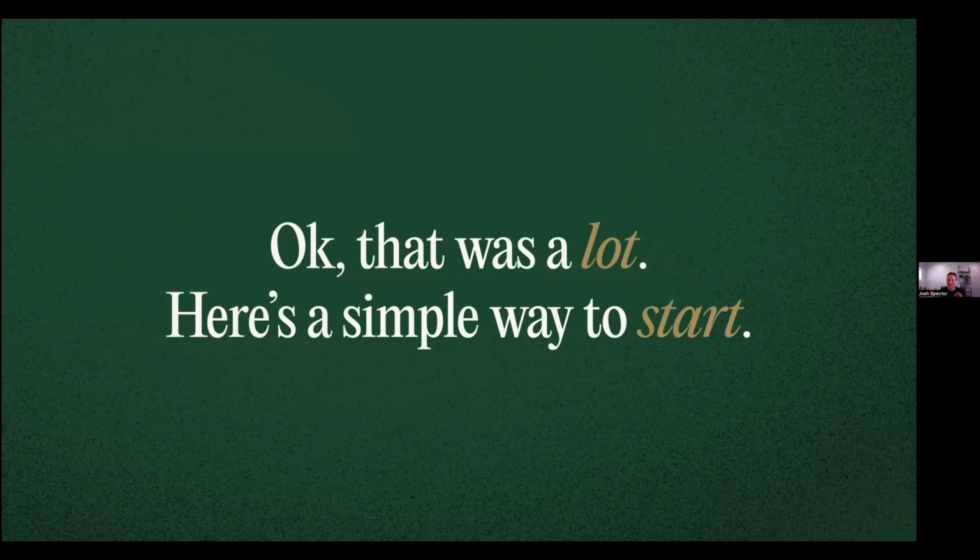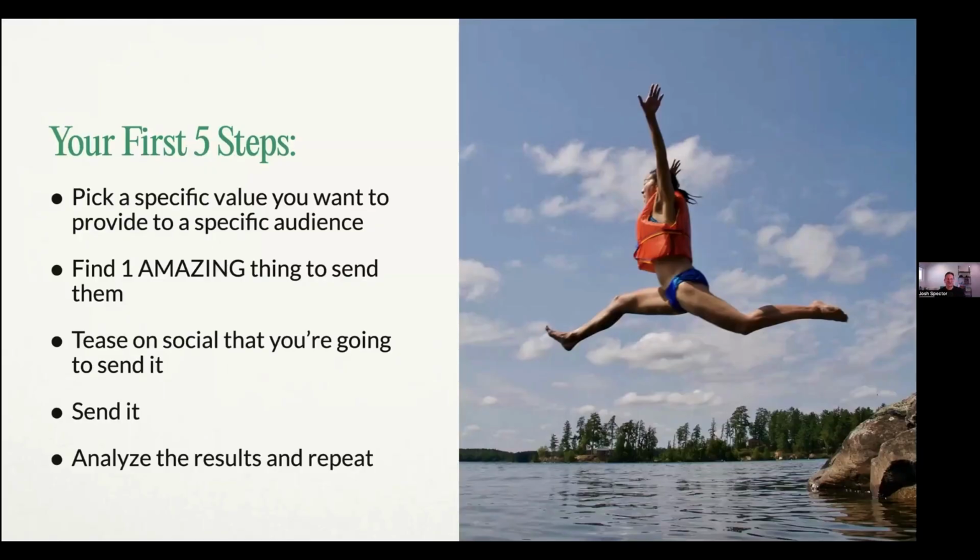Okay, that was a lot. For a micro newsletter, turns out I had a lot of things to say. But here's a simple way to start. If you're starting from scratch, here's what I would recommend as your first 5 steps. Pick a specific value you want to provide to a specific audience. It's always got to start there. Go find one amazing thing to send them. Something you've created, something you curate that you found, just something that you're like, I know that anyone in my audience that sees this, they're going to find it valuable.